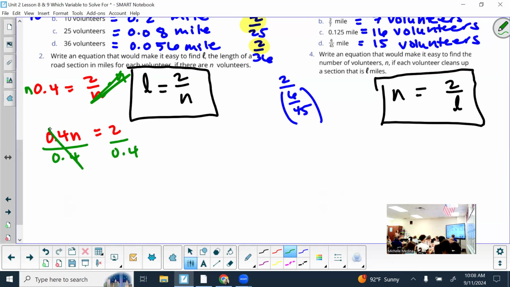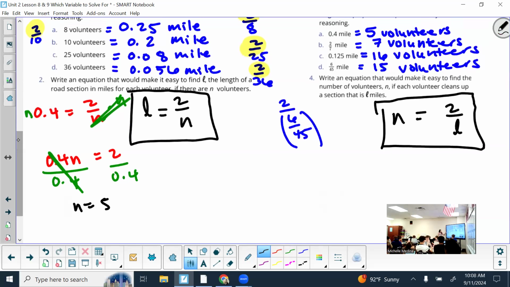That would still give me the fact that I need 5 volunteers. 2 divided by 0.4 is 5. But wasn't it easier just to do 2 divided by 0.4 to begin with? So that's kind of what this lesson is trying to show you. While you could, this is what I did in high school, because I didn't really understand rearranging equations. I would just plug in and solve. But if you just rearranged it to have it equal to n from the beginning, then you're only plugging one thing into your calculator instead of going through all those steps.